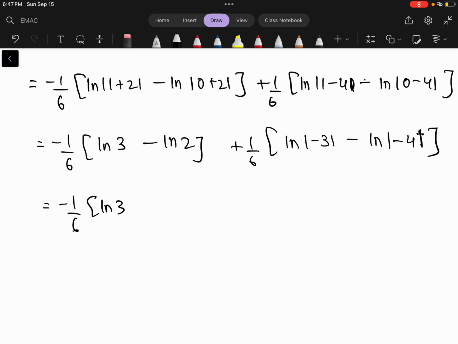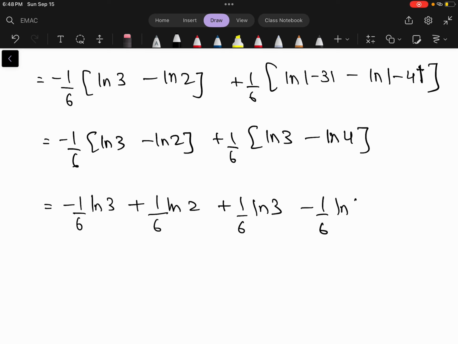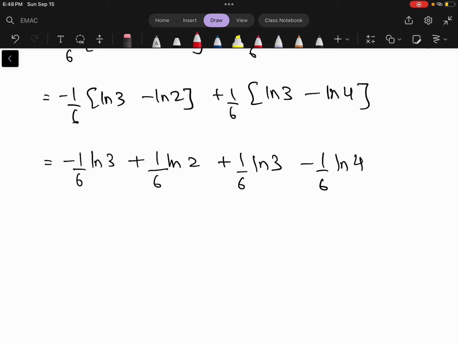So that's natural log of 3 minus natural log of 2 plus 1 over 6 into natural log of 3 minus natural log of 4. Now let's multiply the coefficients. So that's minus 1 over 6 log 3 plus 1 over 6 log 2. Just rewrite that: plus 1 over 6 log 3 minus 1 over 6 log 4. So clearly these two terms are going to cancel out since they're positive and negative and have the same value.